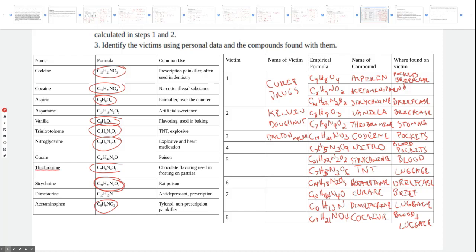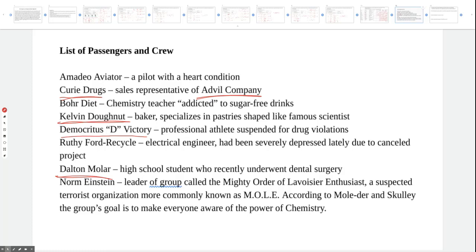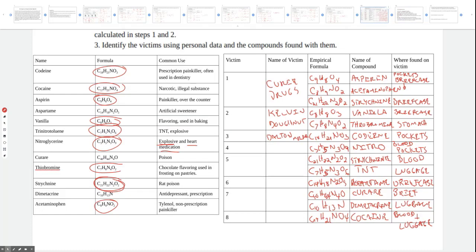All right, next person had nitroglycerin in their blood, which means they ingested it, and in their pocket, which means they might have been carrying some. The nitroglycerin, it's an explosive, which could be suspicious, but if it was in their pocket, I'm assuming it was a small amount. And it's also a heart medication. They had it in their bloodstream. So someone who has a heart medication would be someone like the pilot with the heart condition, Amadeo Aviator.